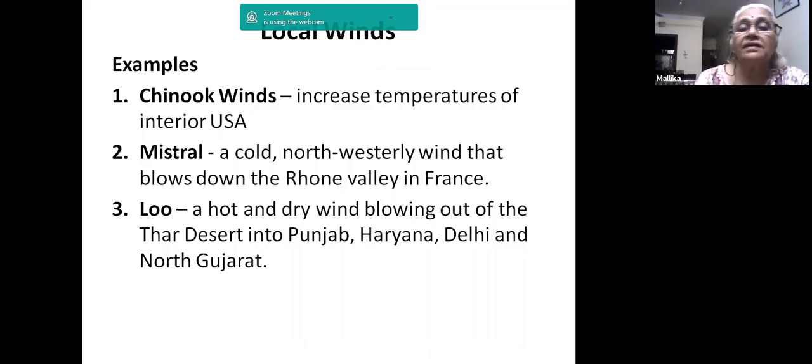So these are some natural things. And then, of course, there are these local winds that affect temperature.